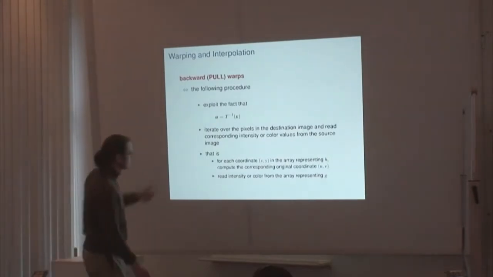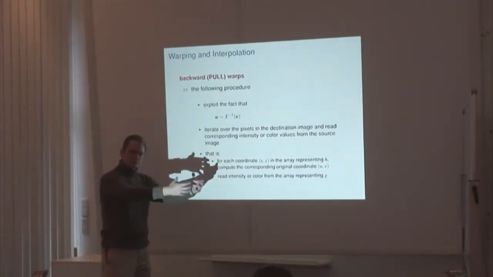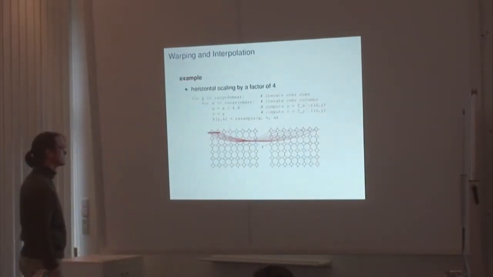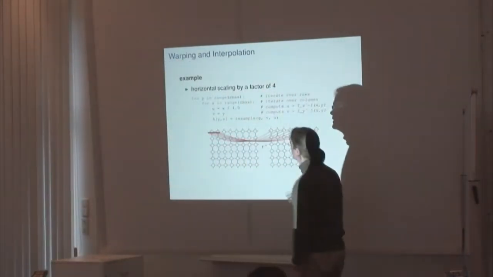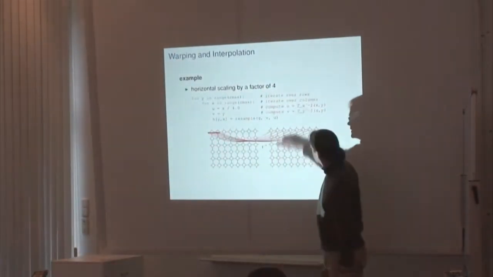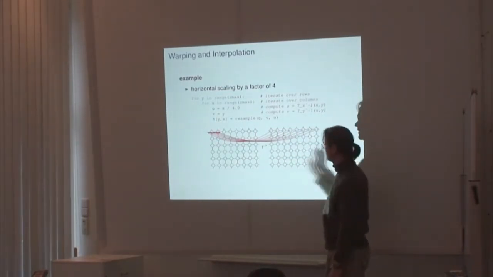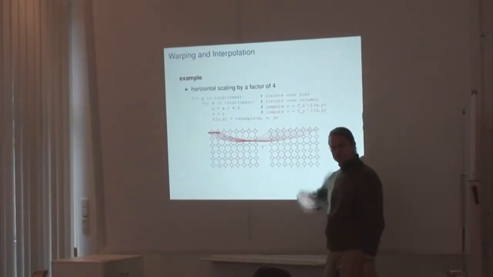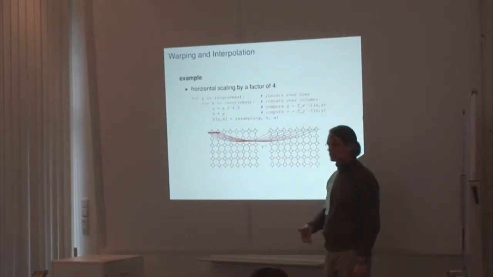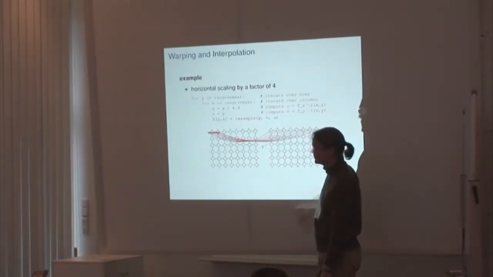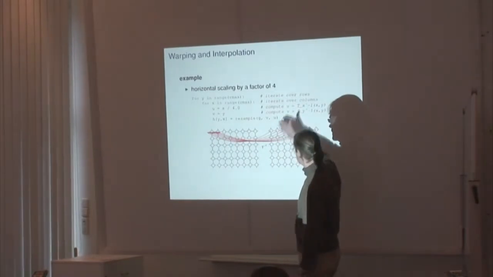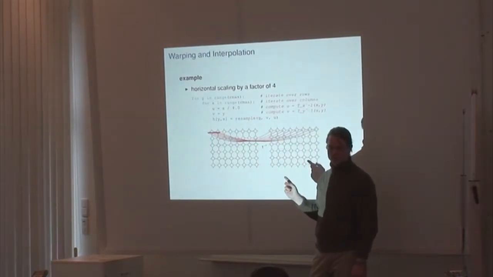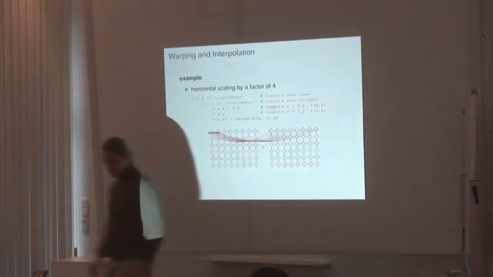So this time we iterate over the image we actually want to compute and pull the intensity or color values from the given one. Here is how that looks. Now we iterate over x and y, that is the rows and the columns in the new image, and we apply the inverse transformation. And of course, the inverse of times 4 is dividing by 4. So for every x in this new image, we divide the corresponding column coordinate by 4 and get the corresponding coordinate in the original image. All right? And here is how that looks.